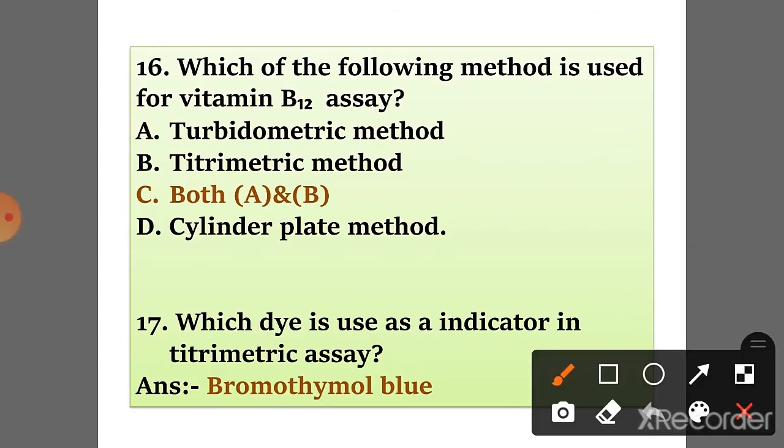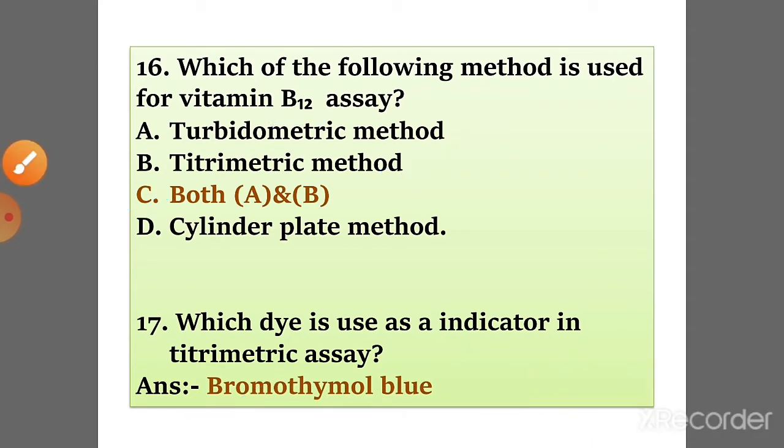Question 16. Which of the following methods is used for vitamin B12 assay? Option C, both A and B. Turbidimetric method and titration method. Question 17. Which dye is used as an indicator in titrimetric assay? Answer, bromothymol blue is used as an indicator in titrimetric assay.